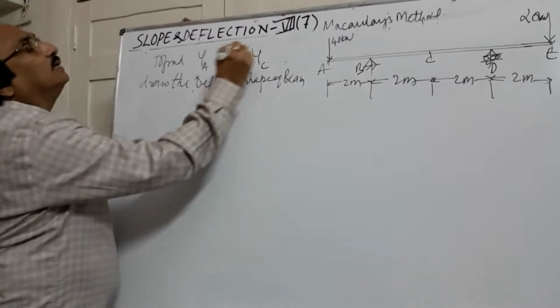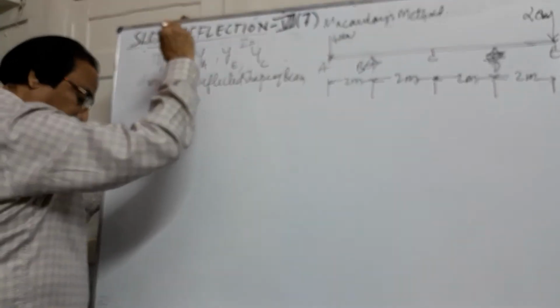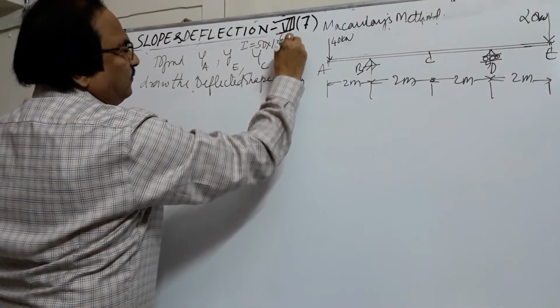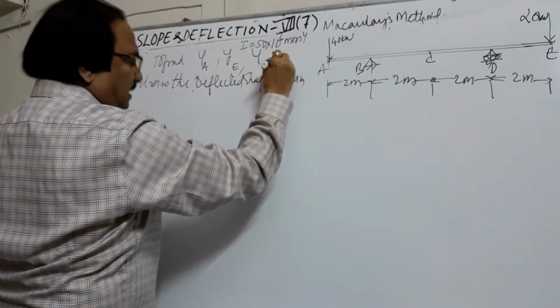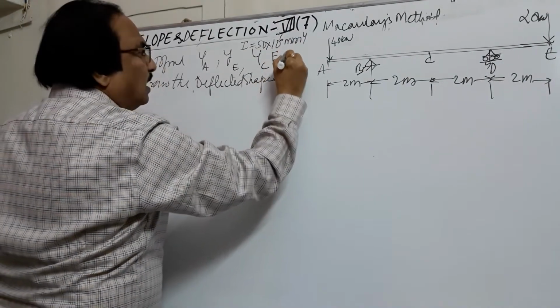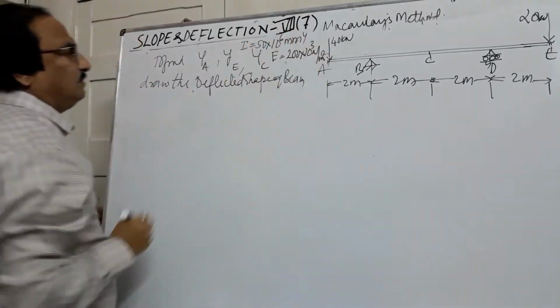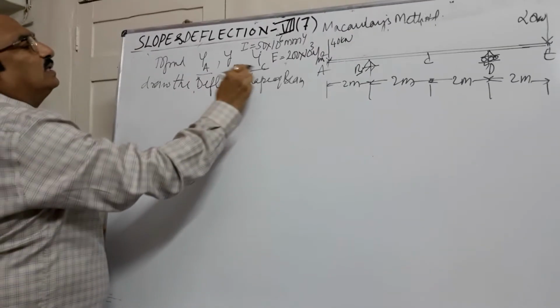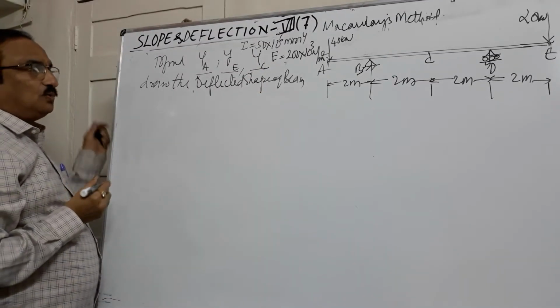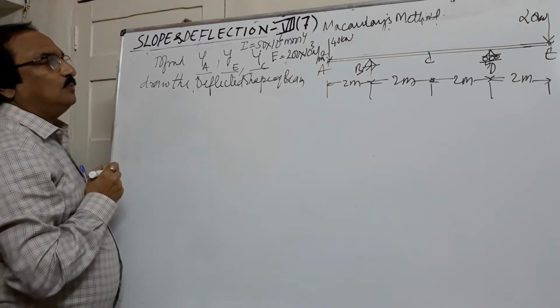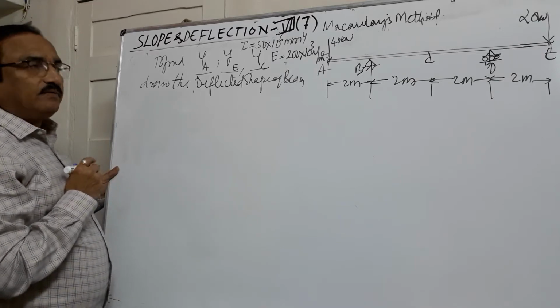Now as we know, the first job is to find out the support reactions here. So here they have given you the data: I is 50 into 10 to the power of 6 mm to the power 4 and E is equal to 200 into 10 to the power of 3 Newton per mm square. These are the data which are given. Required to find 1, 2 and 3. In all the 3 cases, only deflection is asked. If slope is also asked, you can find out slope also at any point once you find out the slope and deflection equation.